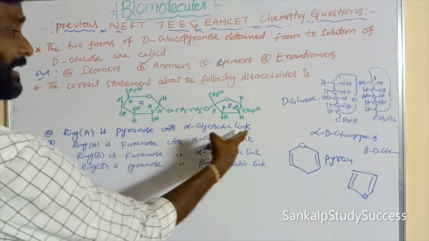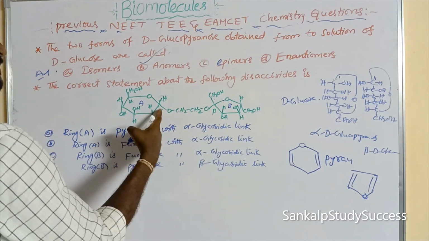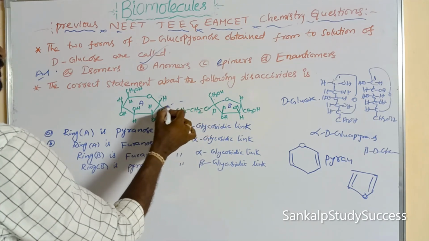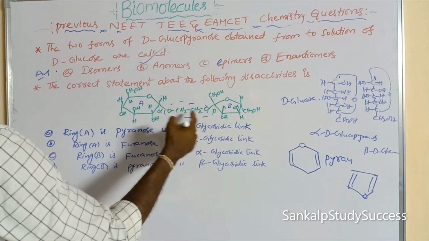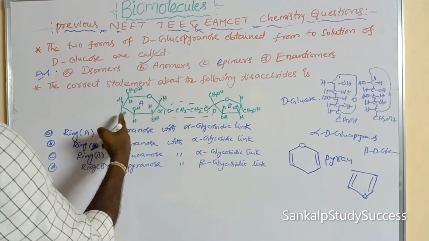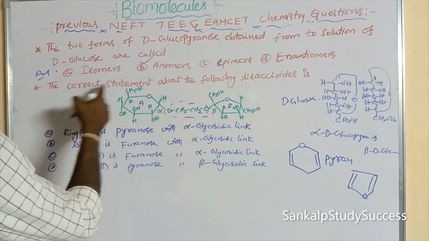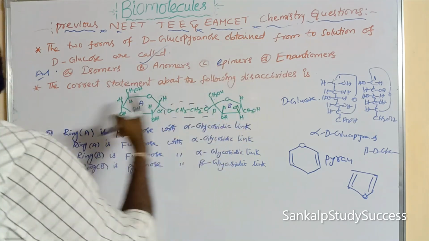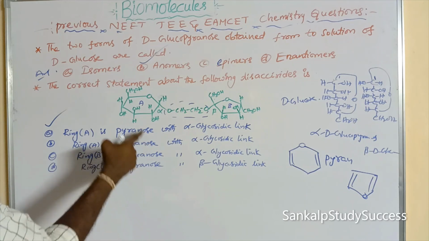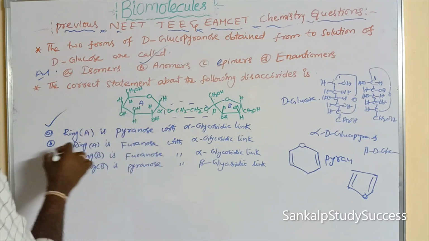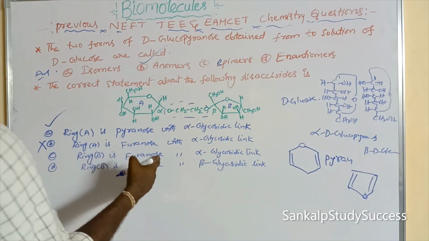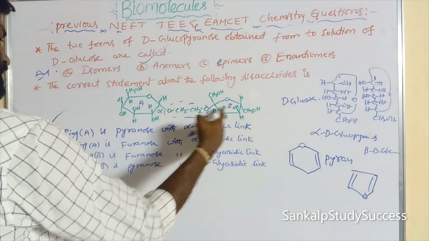With alpha glycosidic link, this is the glycosidic linkage bond. So this glycosidic linkage bond is at the alpha carbon in A. So this is the right answer. The correct statement about the following disaccharide. This is right. And ring A is furanose. Okay, this is wrong. Ring A is pyranose. Ring B is furanose. Okay, right?